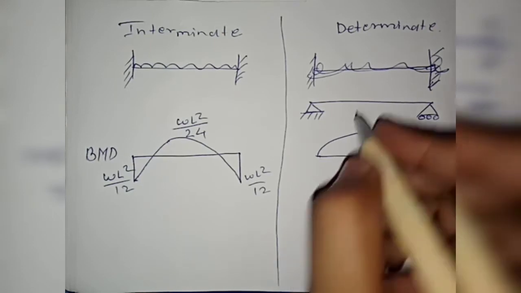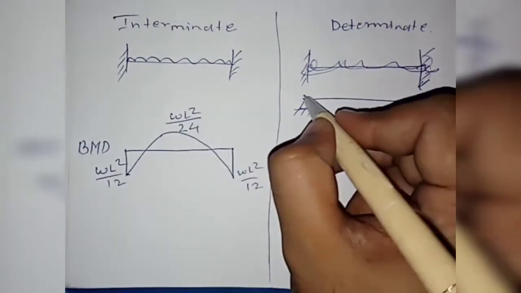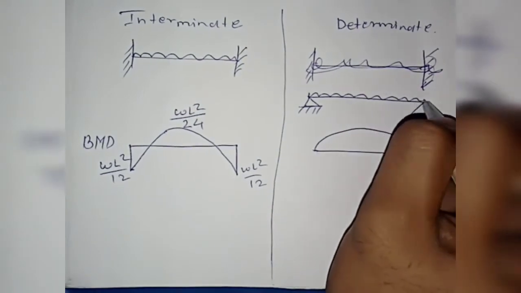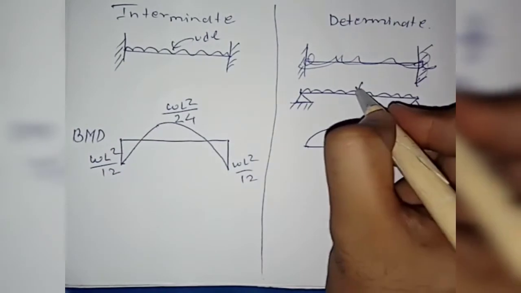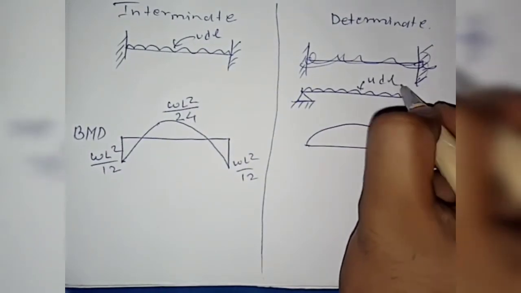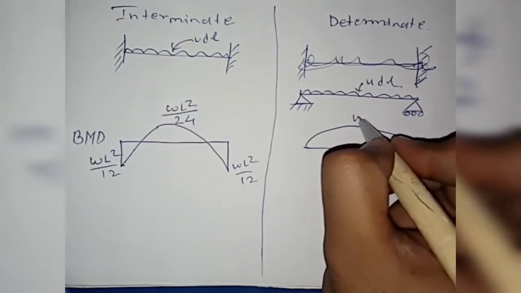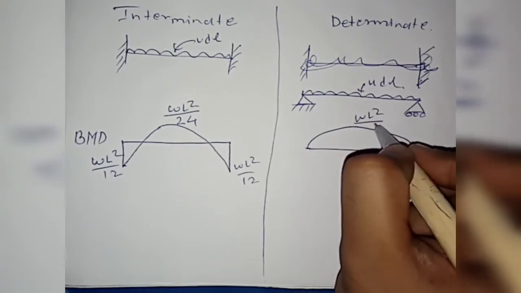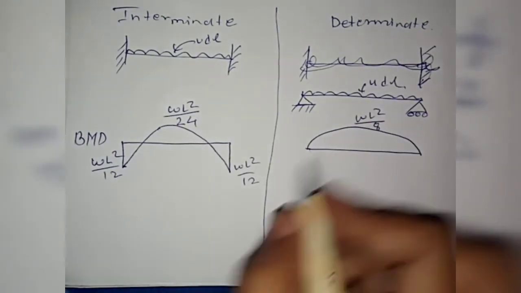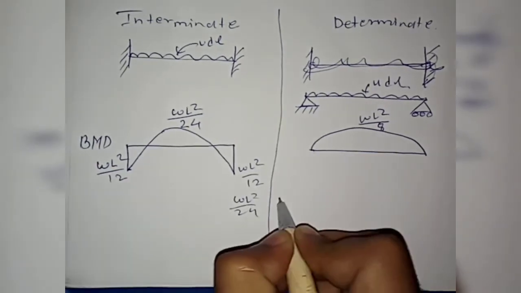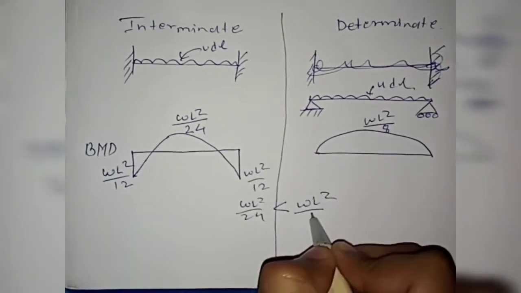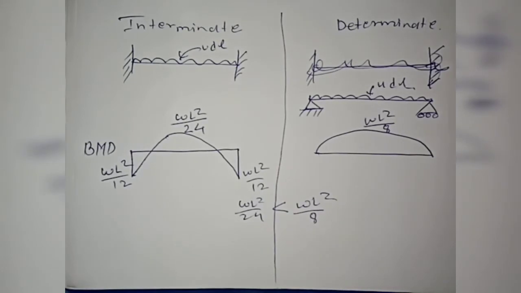For determinate structure, this is UDL throughout, both UDL and UDL. So here we will get WL square by 8. So the design moment WL square by 24 is less than WL square by 8. So for indeterminate structures, design moment is less than determinate structures.